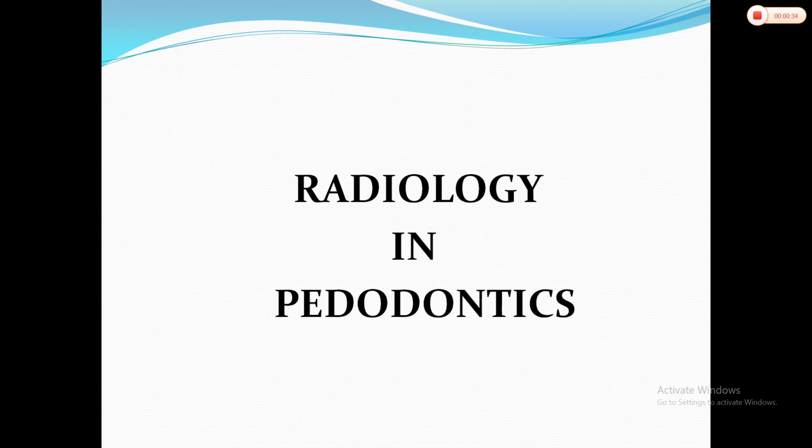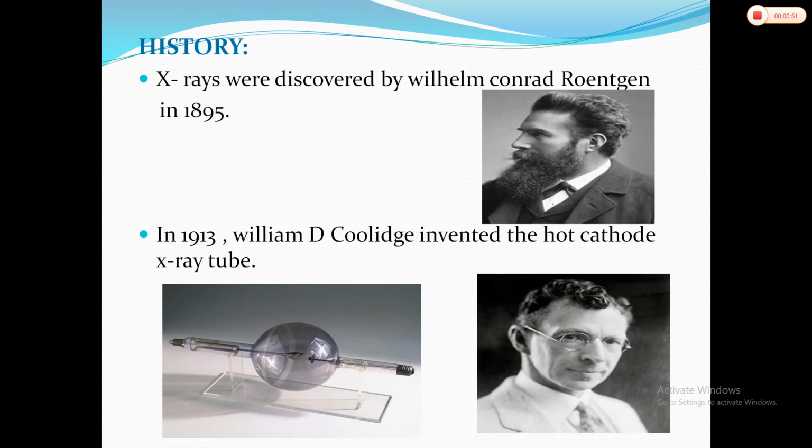Dental radiographs are used to detect simple disease, that is dental caries, to complex ones like tumors, cysts and even craniofacial deformities. These radiographic images are produced by using X-rays. You know that X-rays were discovered by Röntgen in 1895 and Coolidge invented the hot cathode X-ray tube. Look at this picture. Initially, this device was used to produce the X-rays.